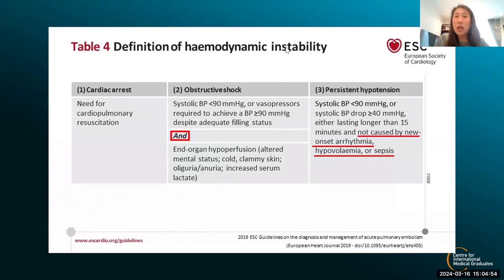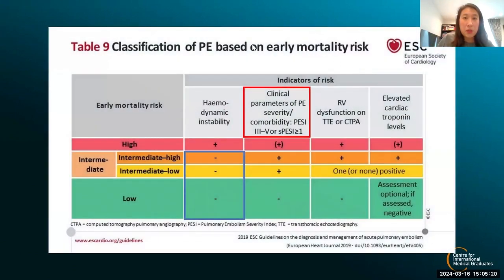And then the third thing that someone may present with in terms of hemodynamic instability is persistent hypotension. So once again, low blood pressure, systolic blood pressure of less than 90, or a systolic blood pressure drop of greater than 40, either lasting longer than 15 minutes and not caused by new onset arrhythmia, hypovolemia, or sepsis. That's important as well. Okay. So we've looked at indicator 1, which is hemodynamic instability. And if you have that, then you're automatically high risk, okay?